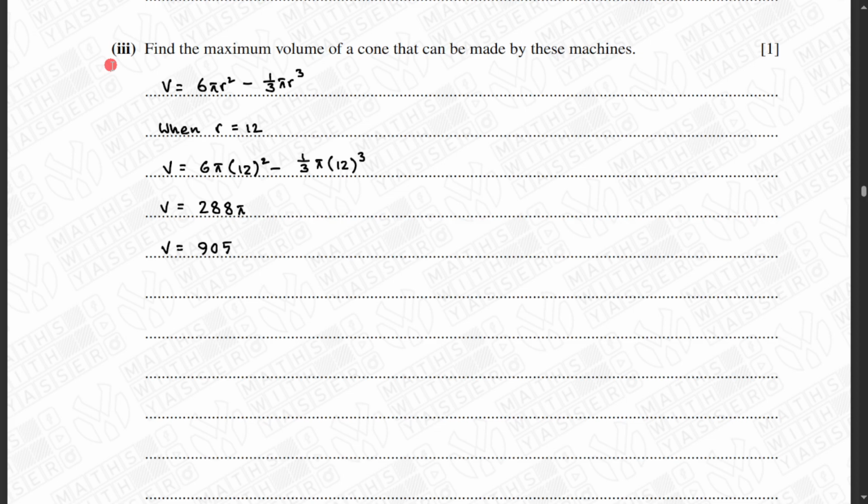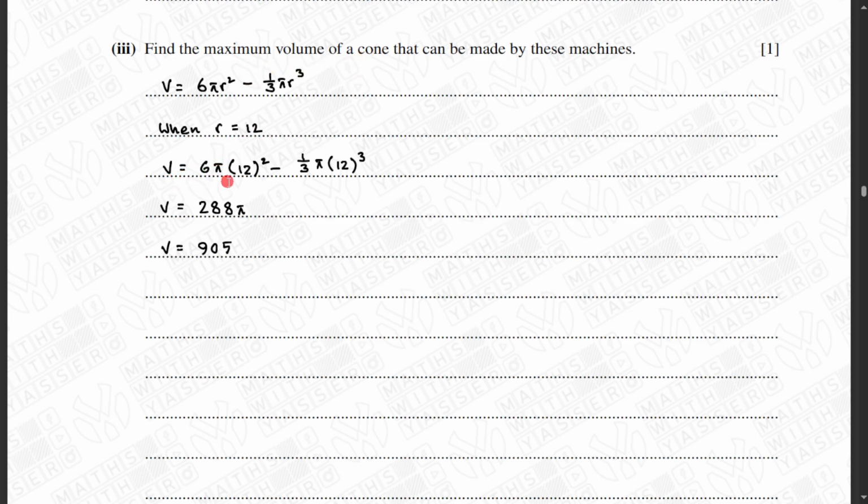In part 3, it says, find the maximum volume of a cone that can be made by these machines. We have already found that the stationary value, which is the maximum, happens when r is equal to 12. And we know the equation for V, which is 6 pi r squared minus 1/3 pi r cubed. So we simply need to substitute the value r equals 12 into this equation to find the maximum volume of the cone.